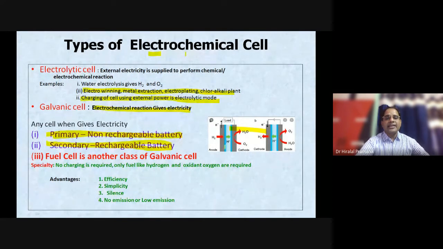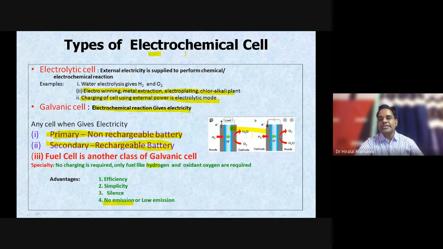Fuel cell is another class of galvanic cell where there is no need of charging, only fuel like hydrogen and oxidant is required. In place of hydrogen, you can feed methanol, ethanol, glycerol, or acetic acid, a hydrogen rich molecule, and you can have electricity. The oxidant is basically oxygen. What are the advantages? High efficiency, simplicity, silence, no emission or low emission.